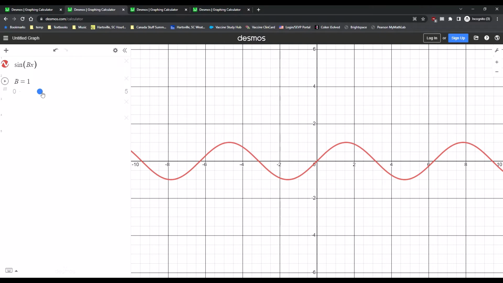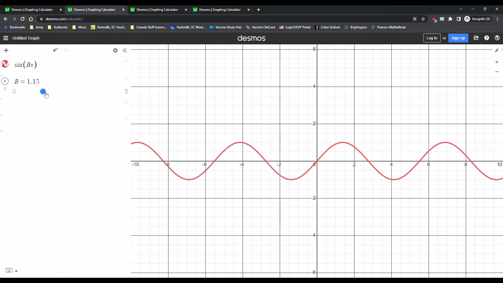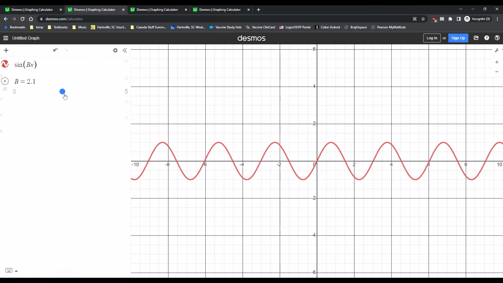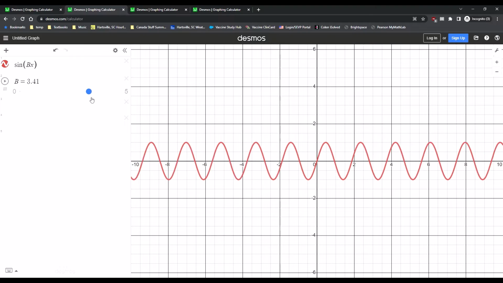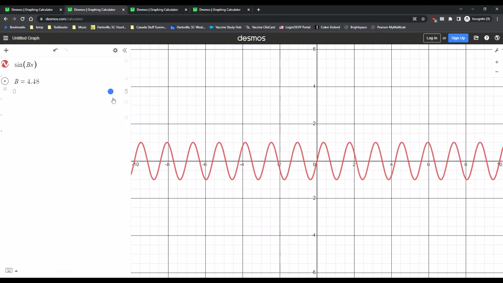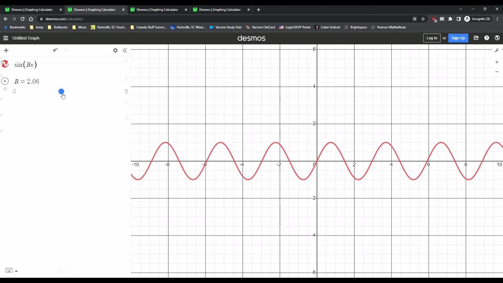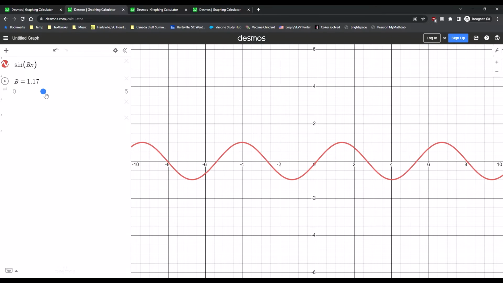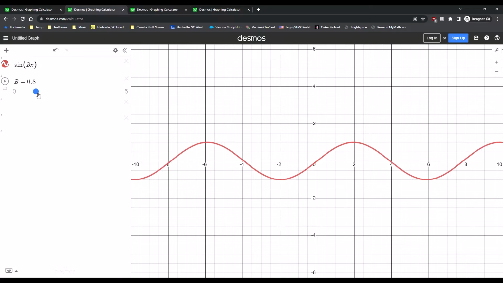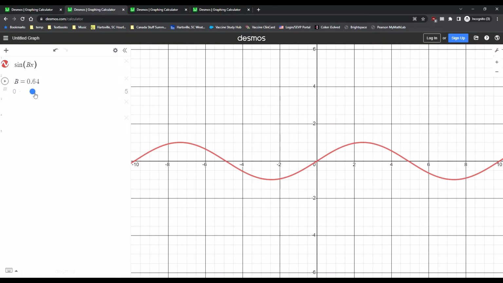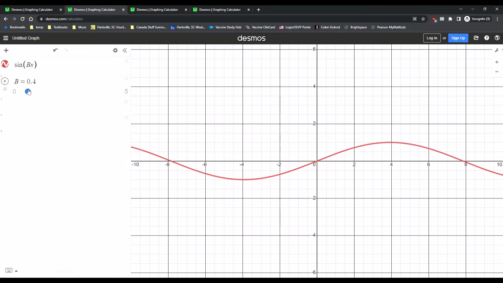This time, as we increase b, we can see that the function gets squished in horizontally. We have more oscillations in the same period of time. Similarly, if we decrease the value of b, so it's smaller than 1, the function will stretch out horizontally. What do you think would happen when b becomes negative? Sure enough, we will flip over the y-axis this time.